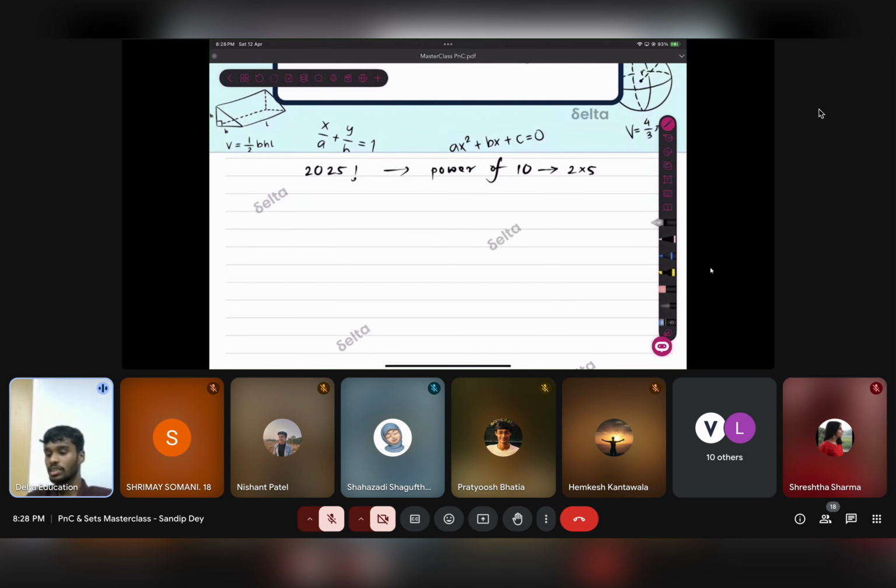Now, I know for sure that the power of 2 will always be greater than the power of 5 in 2025 factorial, because 2 is a smaller number, so I'll get more multiples of 2, multiples of 4, and so on, than just multiples of 5, 25, 125, right? So if that makes sense, we can just count the power of 2 in 2025 factorial to get our answer. Is it making sense?